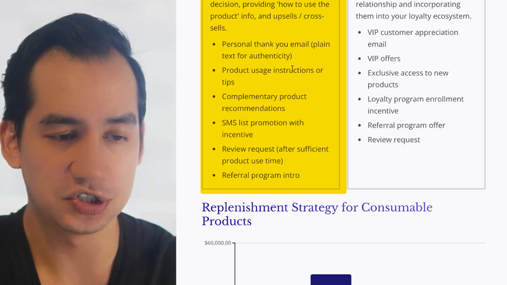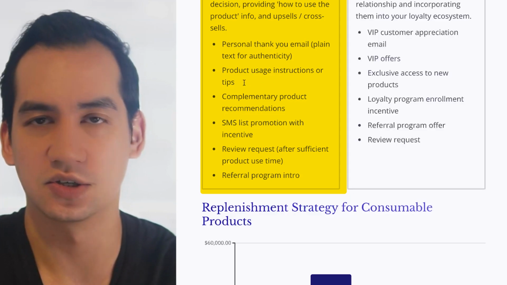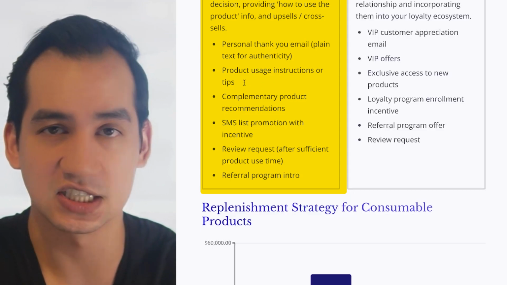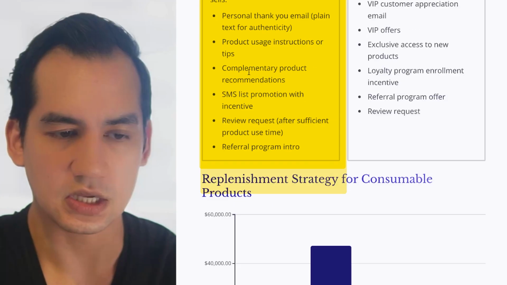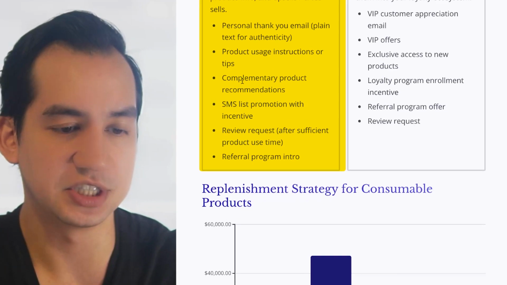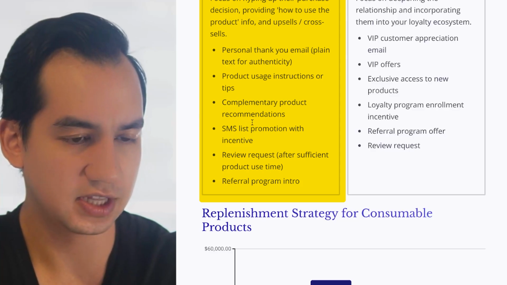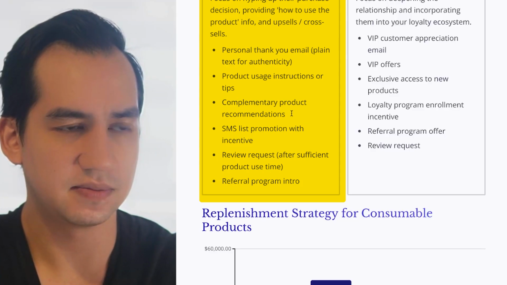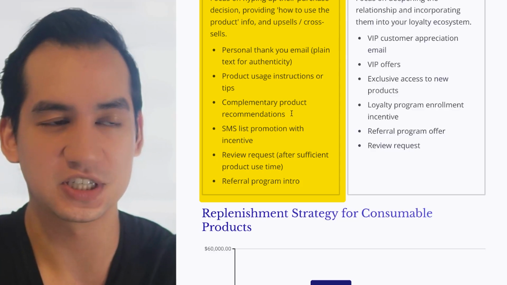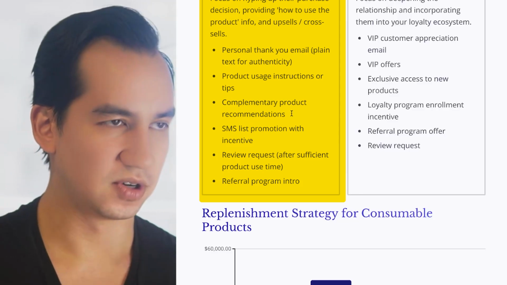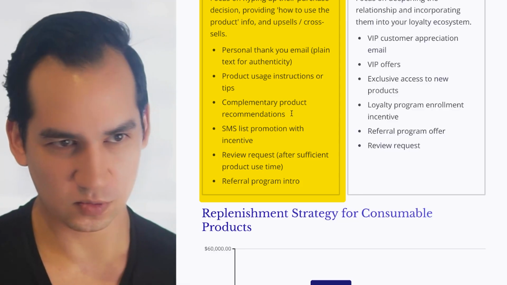Product usage instructions or tips. All right, so here's how to use the product, here's what you can expect when you receive the product, etc. Complimentary product recommendations. And then also one thing that I didn't list here is just hyping them up for their purchase, just because when people buy stuff, they sort of second guess themselves, like, oh, what if it doesn't actually arrive?